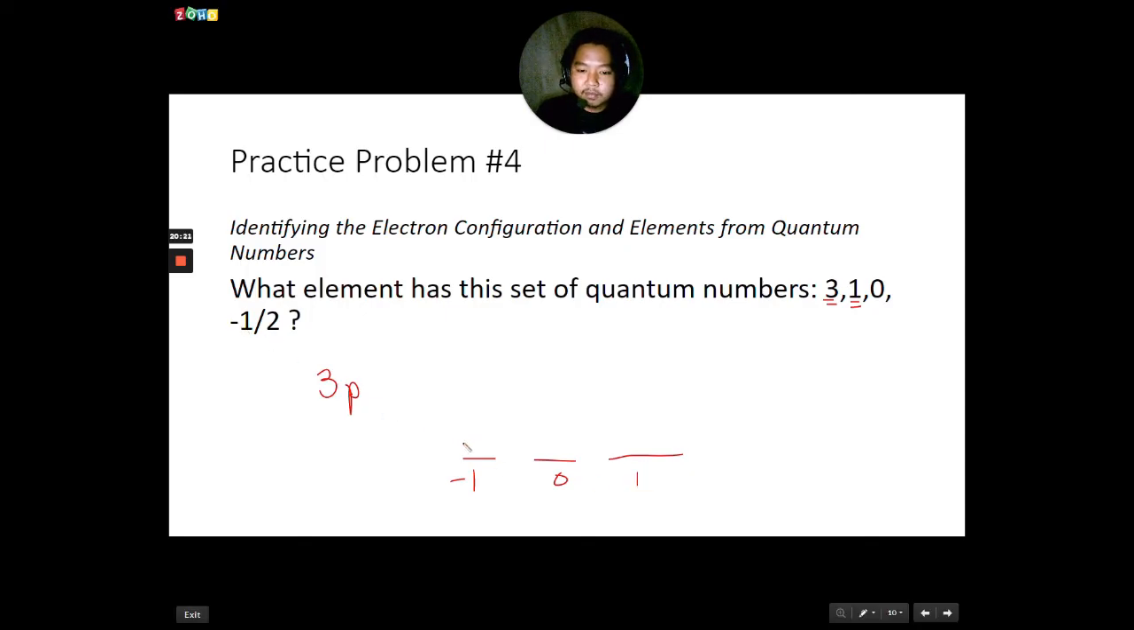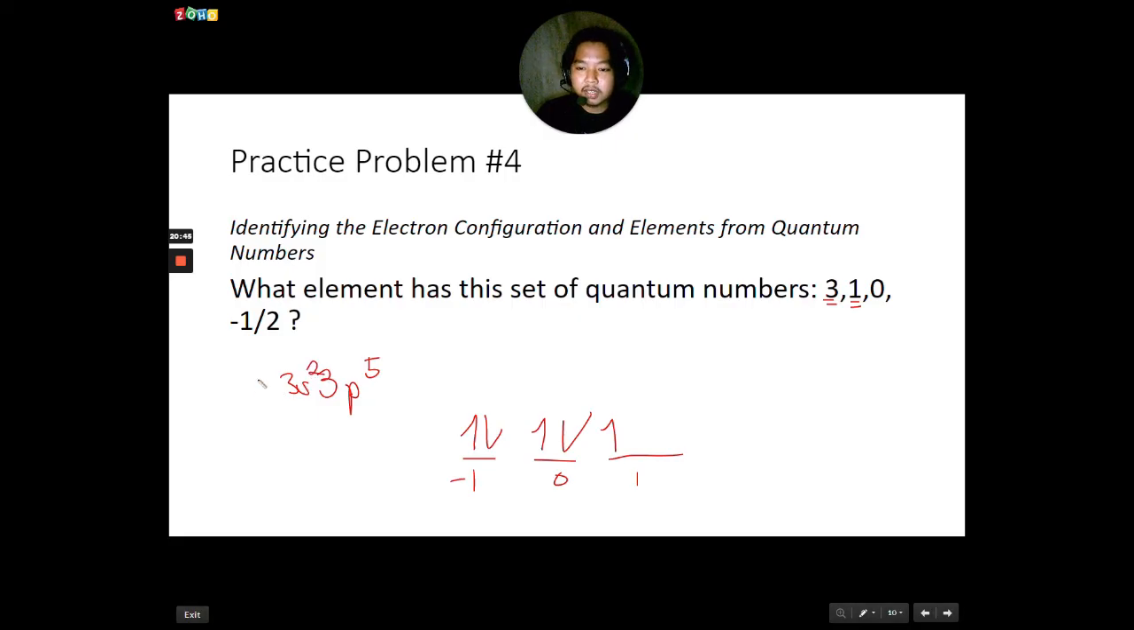That's 1, 2. It landed on the 0, but it's not spinning upwards, so I should continue. 3, 4, 5. Now it lands on 0, but it's spinning downwards, so it's negative 1/2. And the electron count is 1, 2, 3, 4, 5. So that's 3p5.